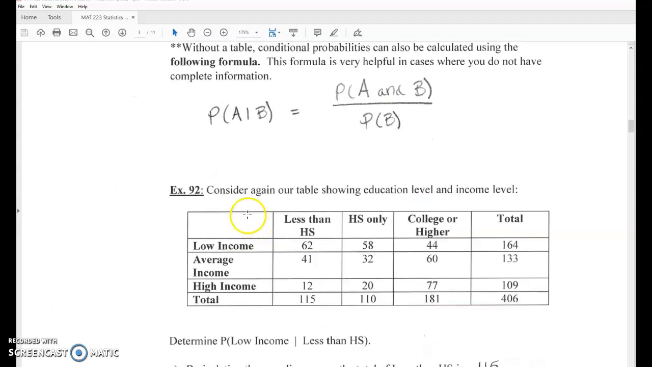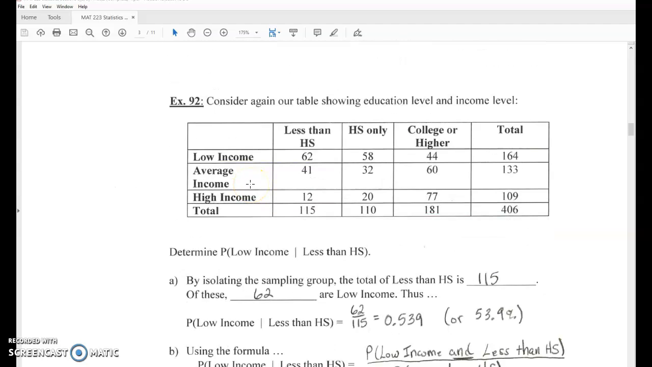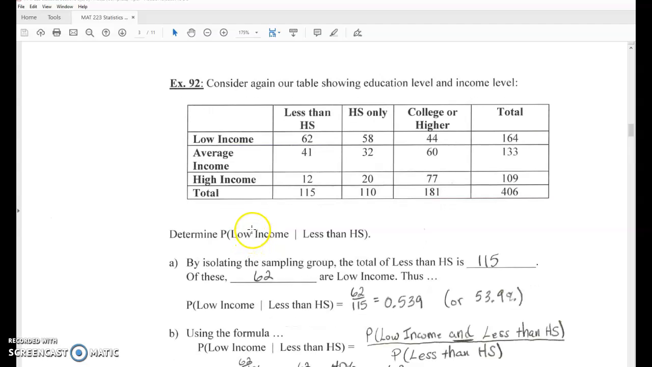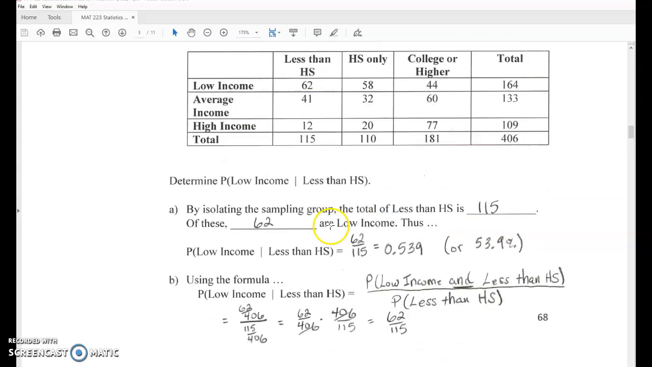So if I look at that table, now we don't have to use that formula, but I want to remind you how to use the table and then show you that the formula works as well, even though we have a table. So let's say we want the probability of a low income person given that we know they're from the less than high school educated group. Okay, so by isolating a sampling group, which is less than high school, the total of the less than high school people that were in our sample were 115. Of these, 62 are low income. Thus, the probability of low income, given that we know we're focusing in on the less than high school group, is 62 out of 115, or 0.539, or 53.9%.